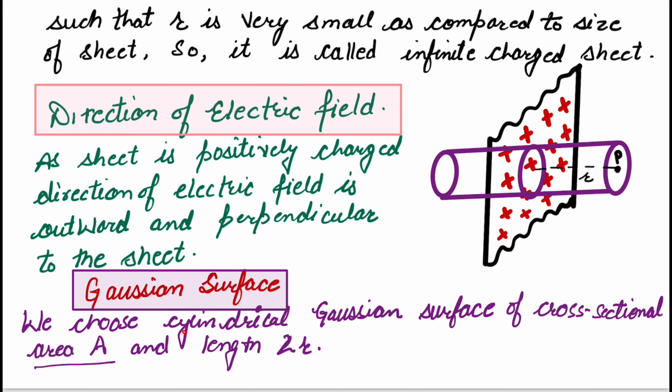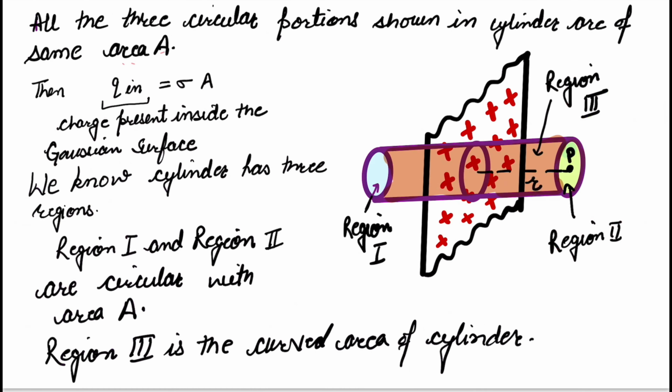So, the chosen cylindrical Gaussian surface has cross-sectional area A. This particular area is A, this area is A and this area is A. And the length of the cylinder is 2r. Then we calculate Q in. The total charge inside the cylinder will be given as sigma into A. This A is the cross-sectional area of this circle.